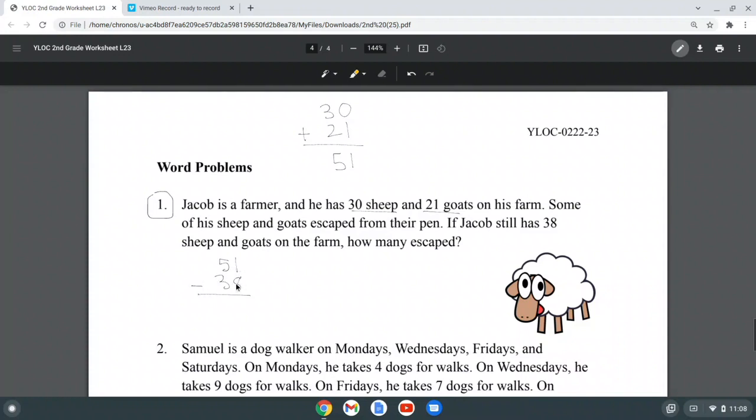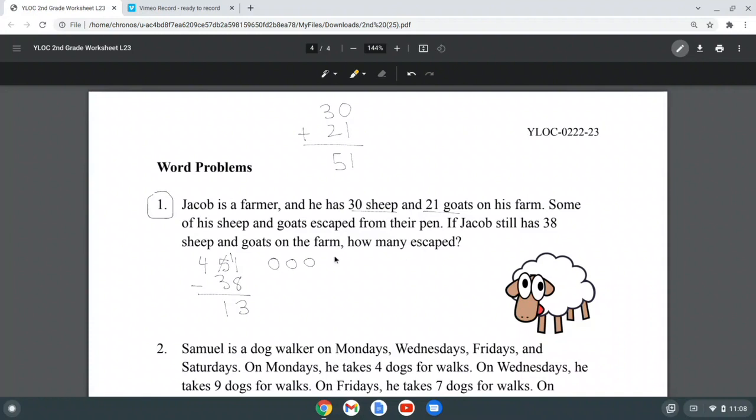1 cannot subtract 8, so we'll take 1 from 5. 5 will become 4, and 1 will become 11. 11 minus 8, we can draw this out. Here we have 11, and let's subtract 8. 1, 2, 3, 4, 5, 6, 7, 8. 1, 2, 3. We are left with 3. 4 minus 3 is 1.